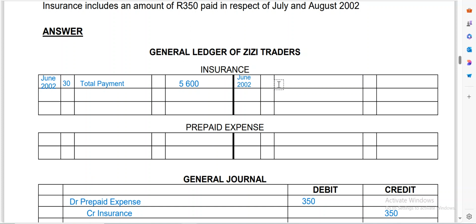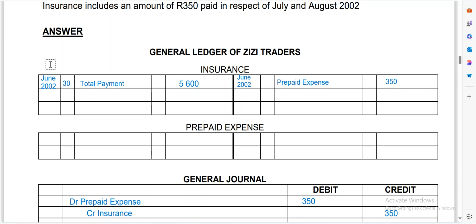According to here, it is a prepaid expense. So we say prepaid expense. Now remember, prepaid expense to us as a business, it's an asset because we've paid in advance. So now what we need to do is to check how will the prepaid expense account be affected. The amount that is being prepaid according to here is 350. So that 350 will come on the credit side.